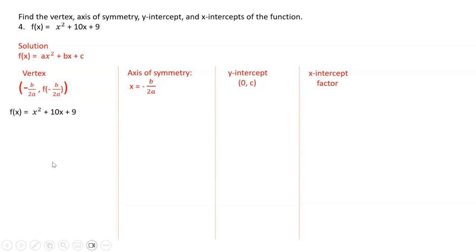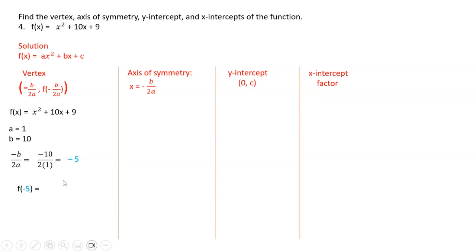Okay, here we go. Let's start with the vertex first. So I know my a is 1 and my b is 10. So negative b over 2a will give us negative 10 divided by 2 times 1, because my a is 1. Now we simplify. So negative b over 2a equals negative 5.